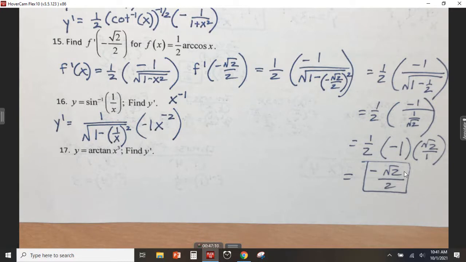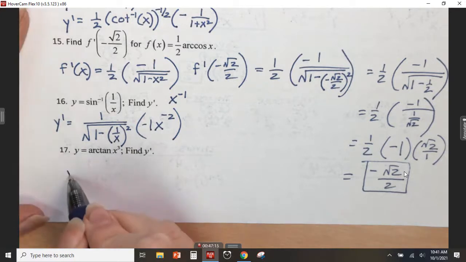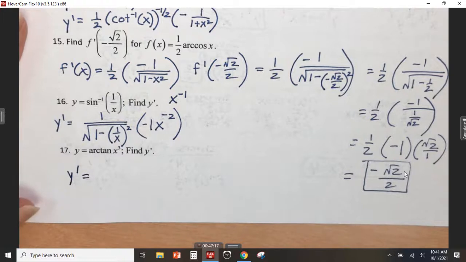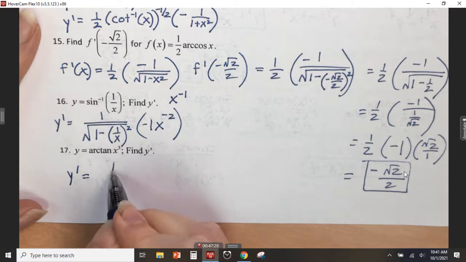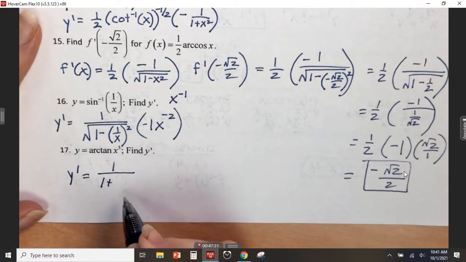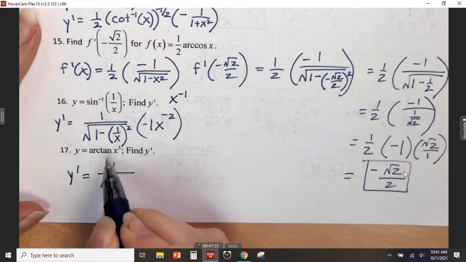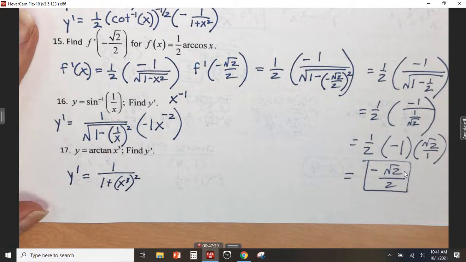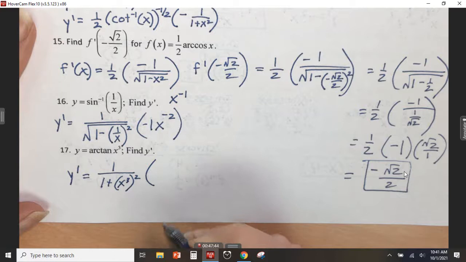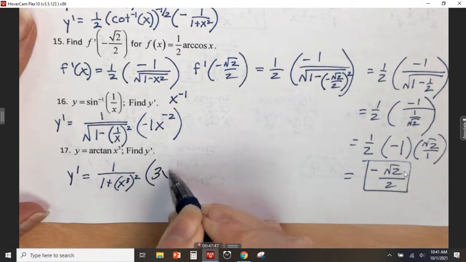Y is equal to the arctangent of x cubed. Find y prime. So this is another chain rule problem. I start by taking the derivative of the outside function, arctangent of x. What is the derivative of arctangent of x? 1 over 1 plus x squared. That's right, 1 over 1 plus x squared. But in place of the x, I'm going to fill in the inside function. So it's x cubed squared. And then I have to multiply the whole thing times the derivative of the inside function, which is 3x squared.